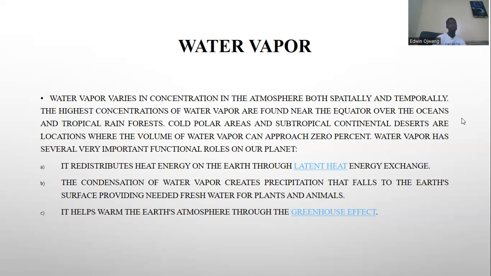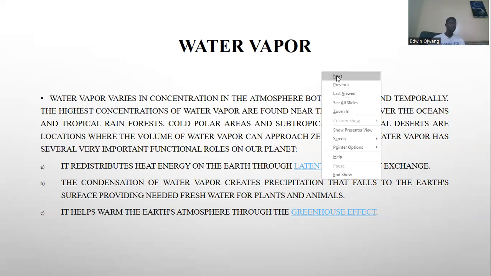Water vapor has several very important functional roles on our planet. It distributes heat energy on the Earth through latent heat energy exchange. The condensation of water vapor creates precipitation that falls to the Earth's surface, providing needed fresh water for plants as well as animals. Water vapor also helps warm the Earth's atmosphere through the greenhouse effect. Water vapor is a very essential component of the atmosphere.